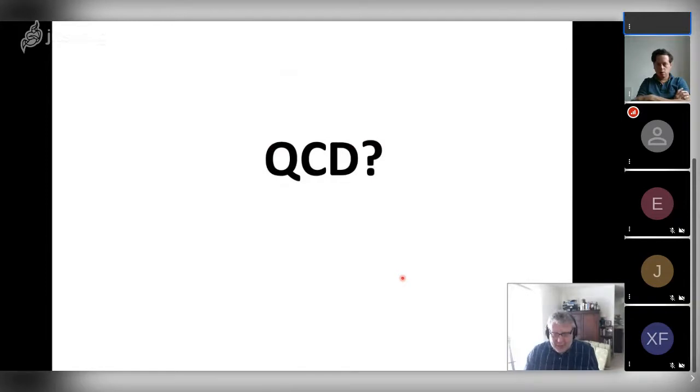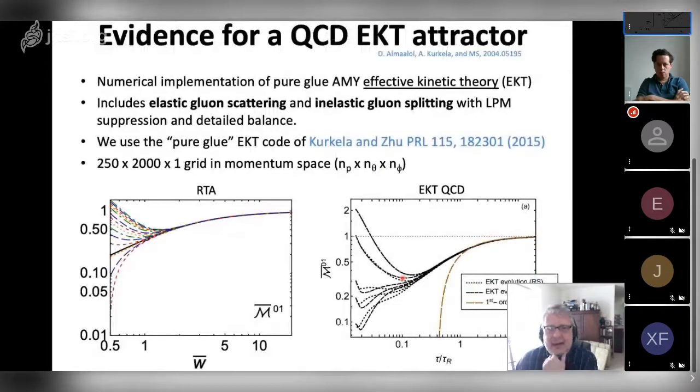So now to come to the punchline. Does a similar thing exist in QCD? To answer this question, what we did was reach out to Aleksi Kurkela because he had written a nice paper with Yan Zhu in 2015, and then there were some follow-up papers after this with many co-authors, in which they wrote a code to solve what's called the AMY effective kinetic theory. So AMY is Arnold, Moore, Yaffe. They derived this effective kinetic theory to describe the high temperature part of the quark-gluon plasma evolution.